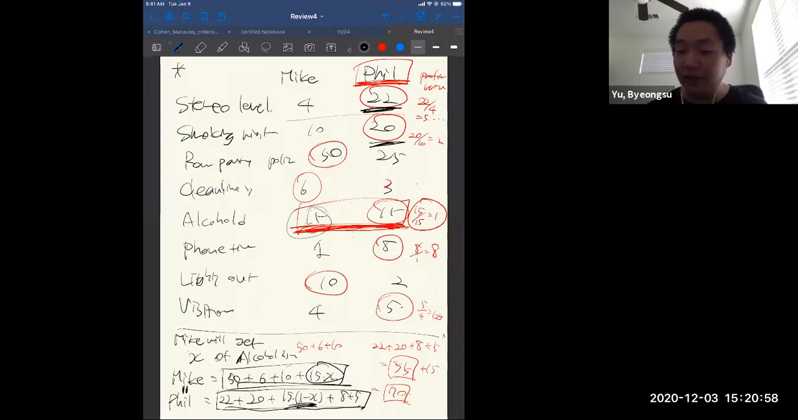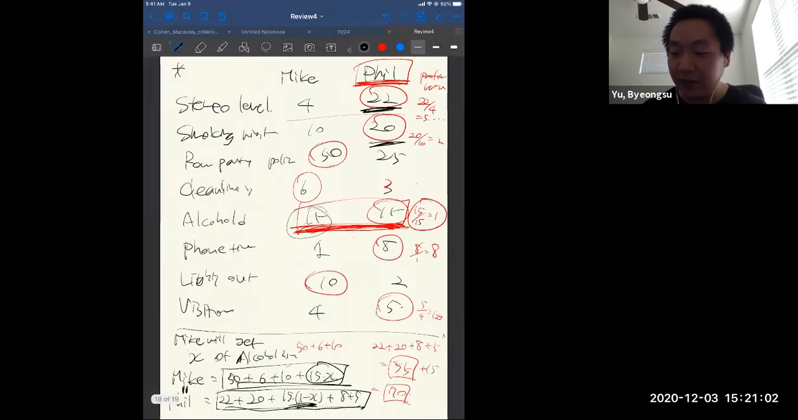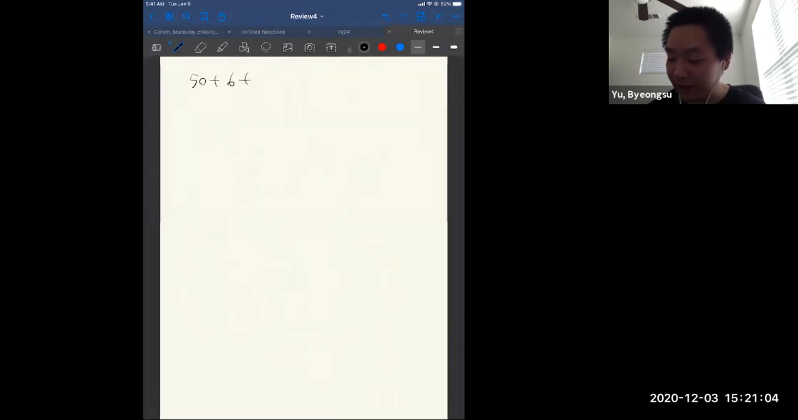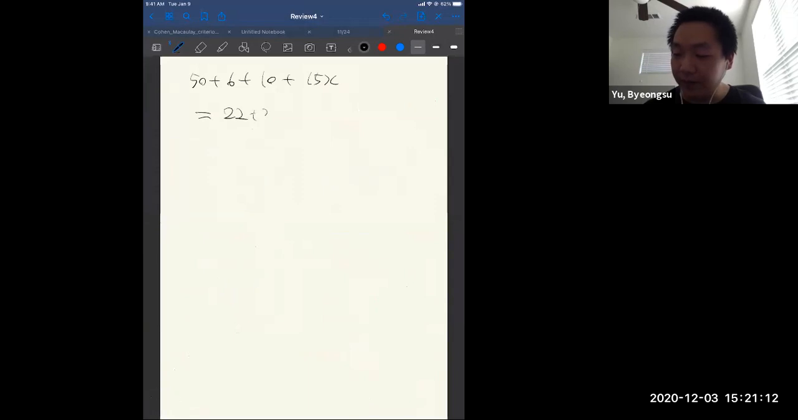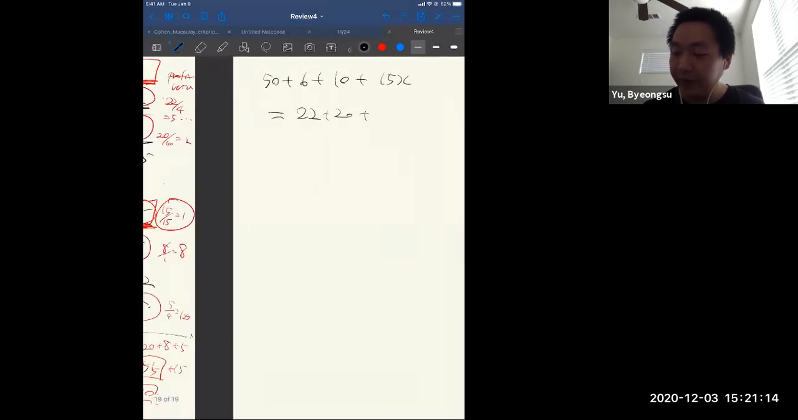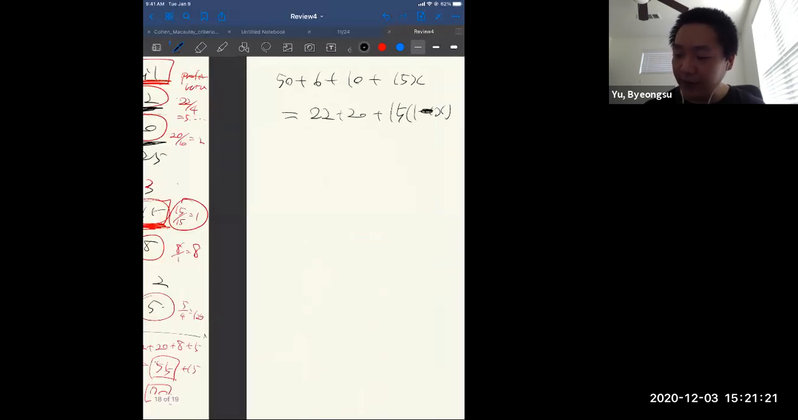So then what you need to do is just solve this equation. So 50 plus 6 plus 10 plus 15x is equal to 22 plus 20 plus 15 times (1 minus x) plus 8 plus 5.